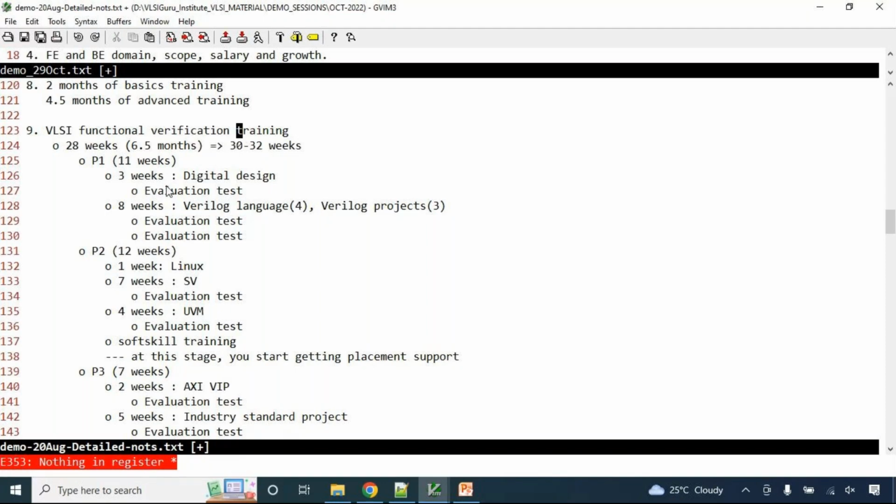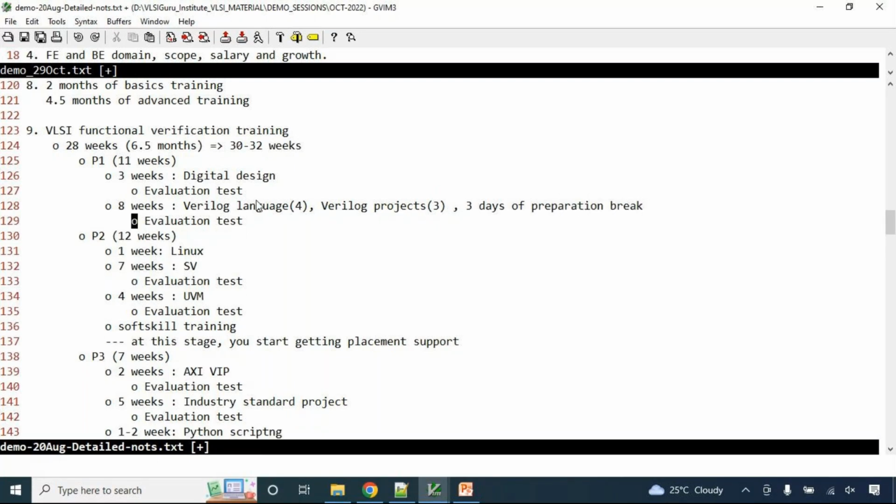Now, phase 1 will be divided as follows: 3 weeks will be focused on digital design. Once the 3 weeks are done, we'll conduct an evaluation test. Once that is done, we have 8 weeks of training on Verilog. Verilog language will be for 4 weeks, and Verilog projects will be for 3 weeks. We'll have a 1 week break, 3 days of break, followed by an evaluation test.